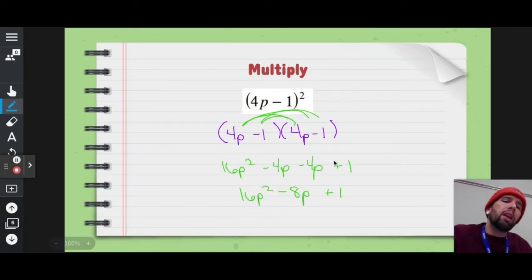Now, if you notice that it's a perfect square trinomial, the shortcut is multiply that guy to itself. 4 times 4 is 16. P times P is P squared. Multiply that guy to itself. Negative 1 times negative 1 is positive 1. The middle guy is always going to be u times 2. So 4P times negative 1, negative 4P, times 2, negative 8P. It's a shortcut. I could use it, but I didn't. Maybe it'll pop up later. I don't know.